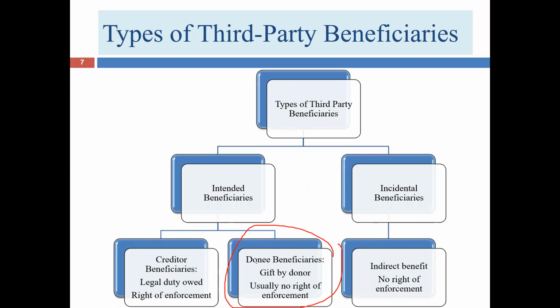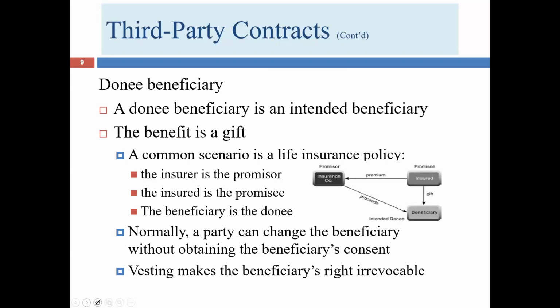In our scenario, Lisa's still the Donee beneficiary. She very possibly doesn't have rights of enforcement, not like a creditor beneficiary. We'll drill down and talk about that in a few minutes. The classic example of a Donee beneficiary is not the car dealership scenario. It's actually the life insurance policy.